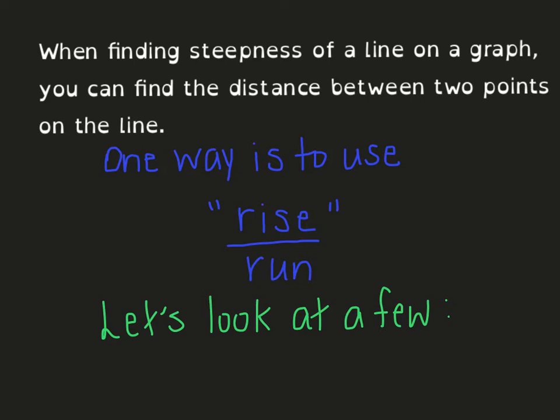Okay, so when finding steepness of a line on a graph, you can find the distance between 2 points on the line. And as I mentioned before, we're going to use rise over run. Now, sometimes you get to choose which 2 points that you want to use. Sometimes there'll be 2 points marked on the graph for you to use. So either way, as long as you find 2 points on the line and do what I do, you should get the correct answer every time. It's just one of the many ways of finding it.